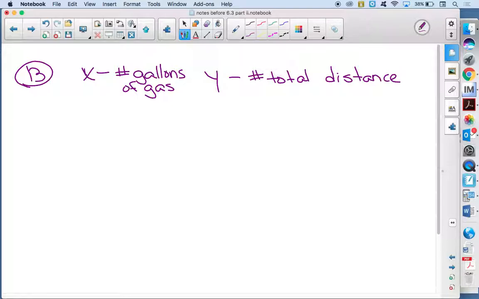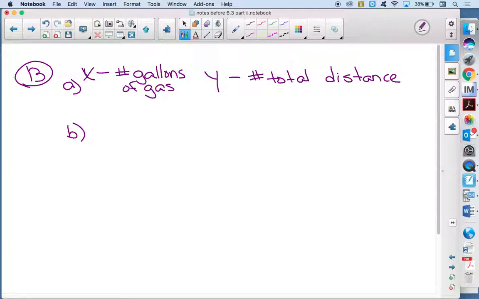So B says find a reasonable domain and range for the information. So if the information says we have between 10 and 12 gallons of gas in the gas tank, domain are all of your x values. So thinking about what it means to have gallons of gas in your gas tank, what would the domain be? Virginia?